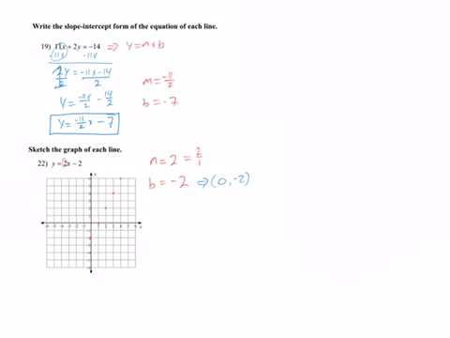Up 2, right 1. Now another note. This is the same thing as negative 2 over negative 1. So if I wanted to, I could take this point and go down 2, left 1. And that would still all end up on the same line. And then I just want to draw a line through all of those points that I have.